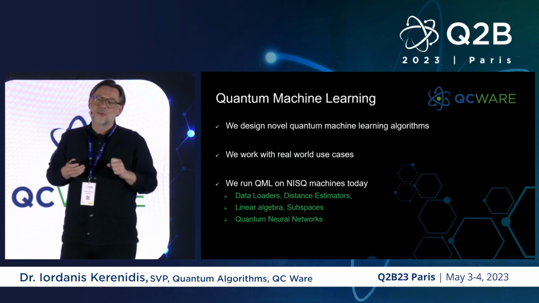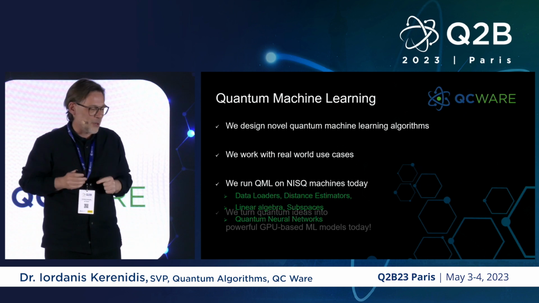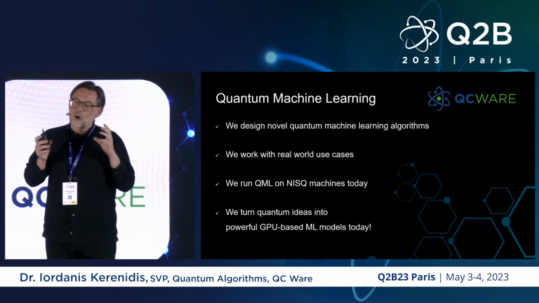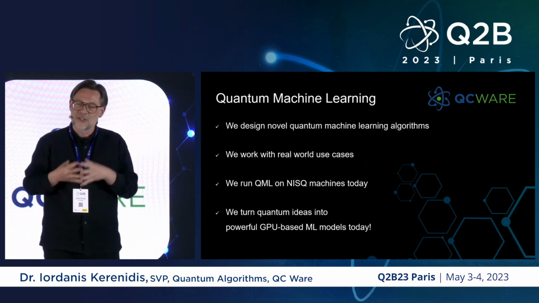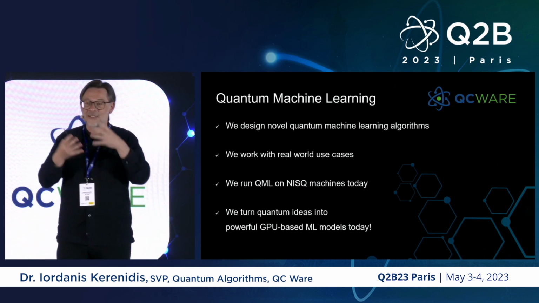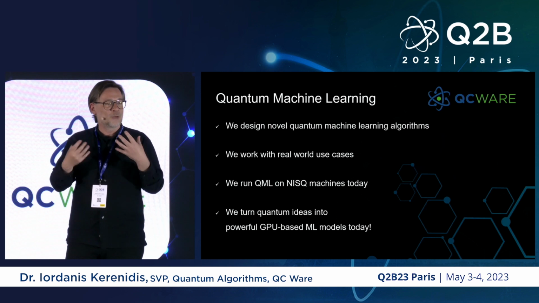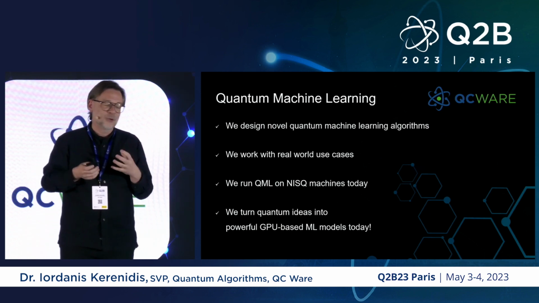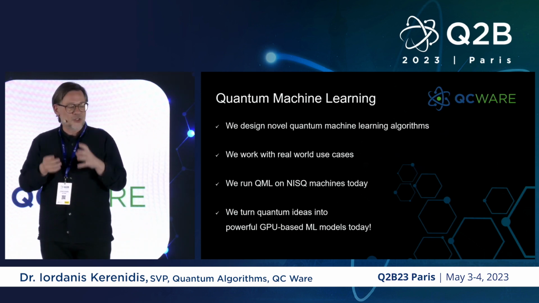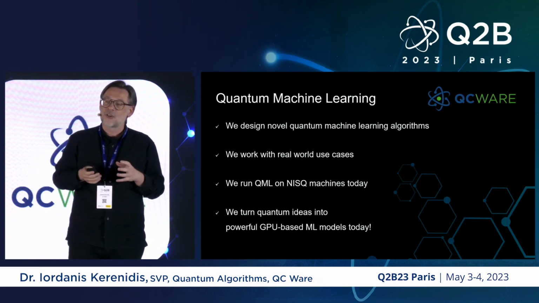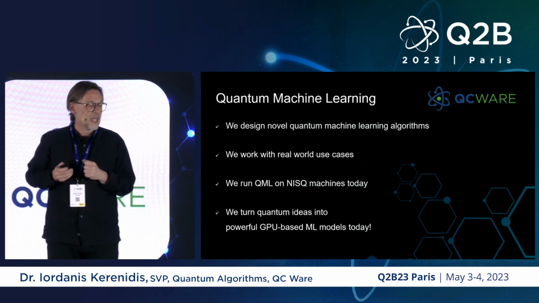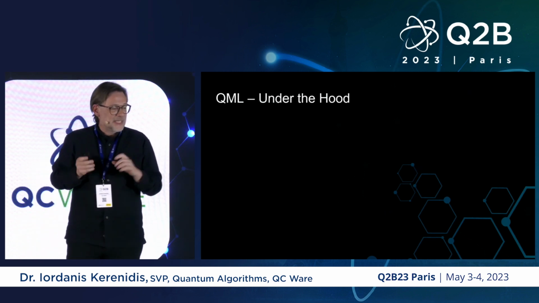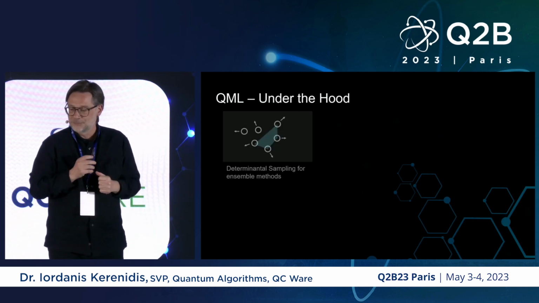But the other thing that we are doing is that we are not waiting for the quantum computers to come. We also turn these quantum ideas, which come from all the mathematical tools that we have developed over decades, if not centuries, to study quantum information, into powerful machine learning models and methods that we can run today on GPUs. So what are these methods? Let's see a little bit what happens under the hood.